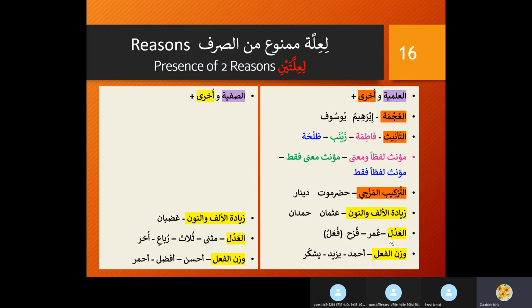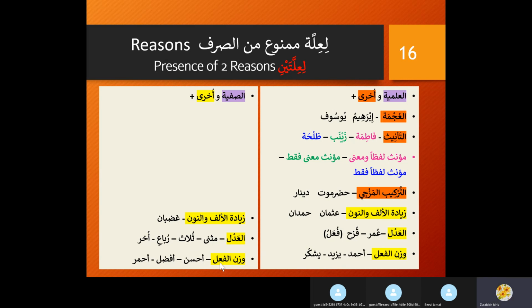And then we have something called adl. This one we'll go through a little while later. And when the noun comes in the form of a fi'il, it looks like a fi'il. For example, Ahmad looks like a fi'il. It could be Ahmadu, or it could be Yazidu, or Yashkur. But actually, these are names. Yazid is a name, Ahmad is a name. So when the name is in this sort of form, then it's also partly flexible.